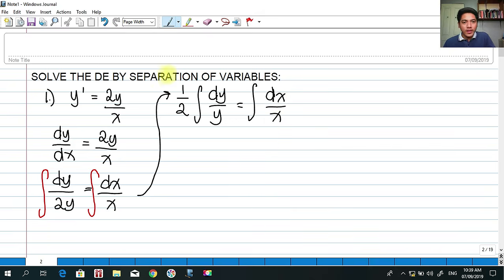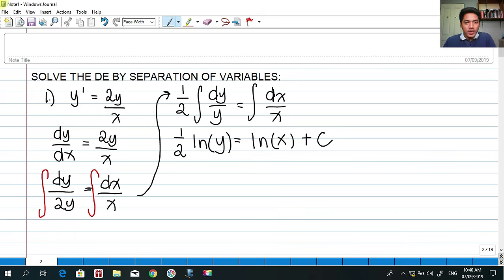If we integrate dy over y, that is simply ln of y. And the integral of dx over x is simply what? ln of x plus the integration constant. In our study of variable separable DEs, we can choose where we are going to write c, but we can always attach it to one of those integrals, plus c.